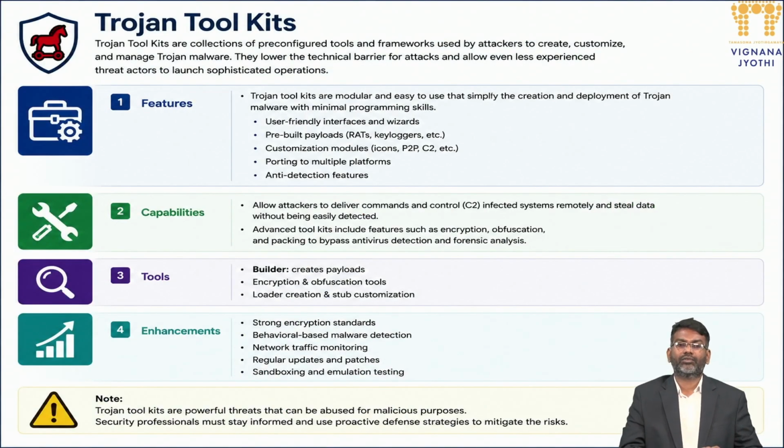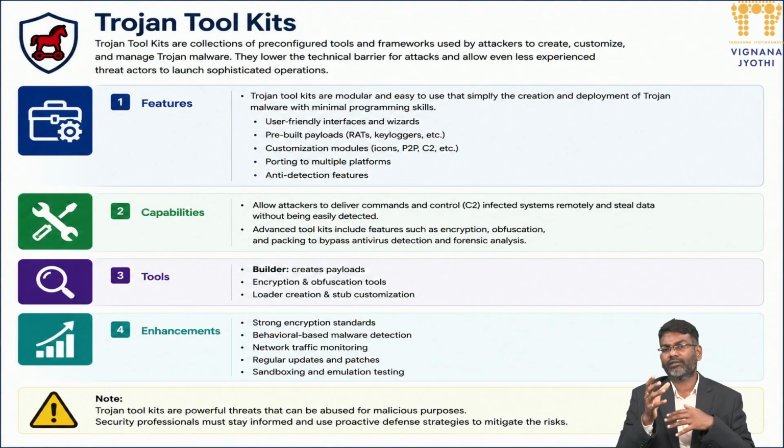Next, going to the Trojan toolkits. Here, the toolkit is a simple collection of pre-configured tools which is used by the attacker to create and manage the malware. Not only creating it, but the malware will not always be the same. As per different requirements, the Trojan malware is made in such a manner that in one particular organization, one particular server, it has to steal the data.